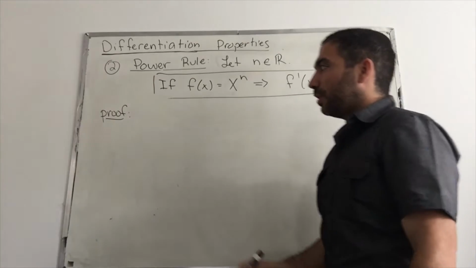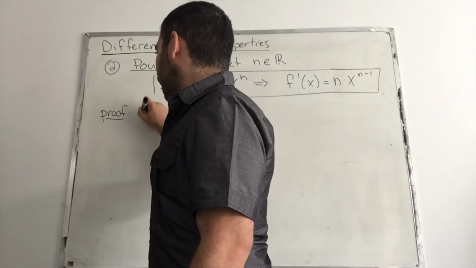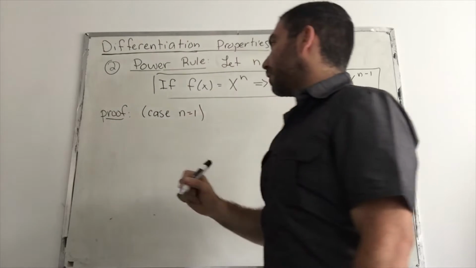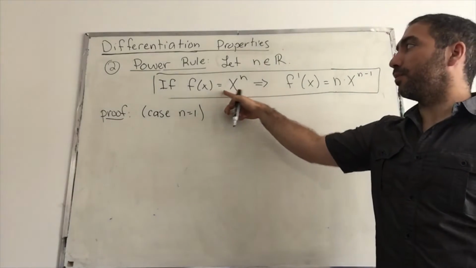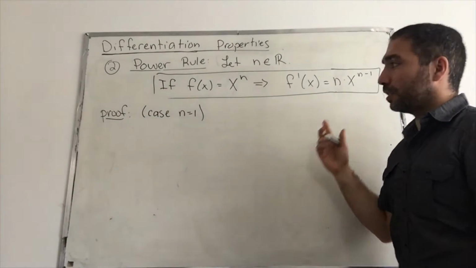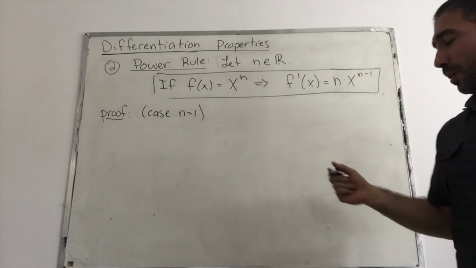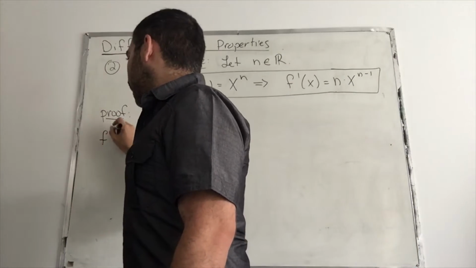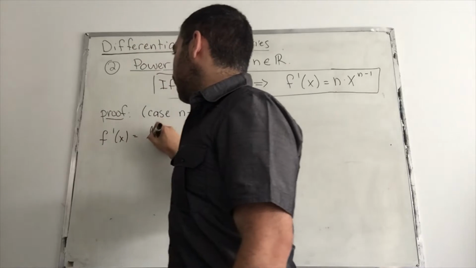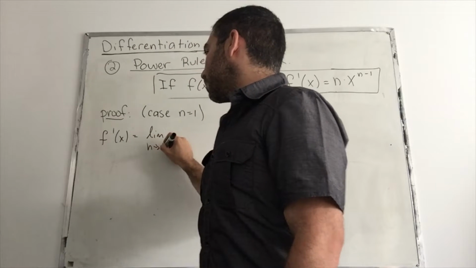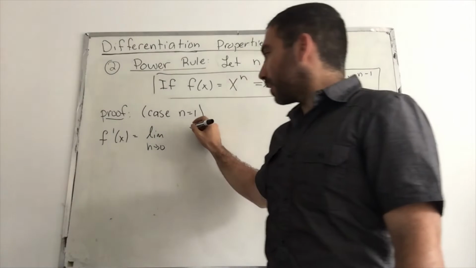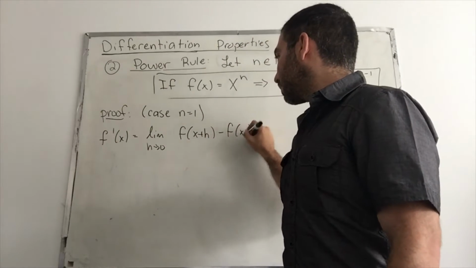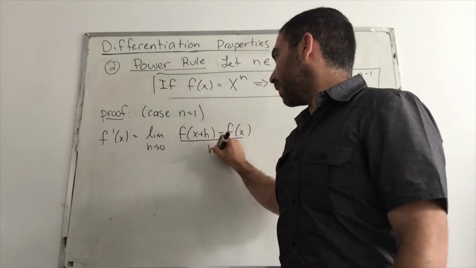We'll start off with the simple case, n equals 1. So essentially the function that you're working with is just f of x equals x. What's its derivative going to be? Let's go ahead and prove it. F prime of x, again using the limit definition of a derivative, is the limit as h goes to 0 of f of x plus h minus f of x over h.